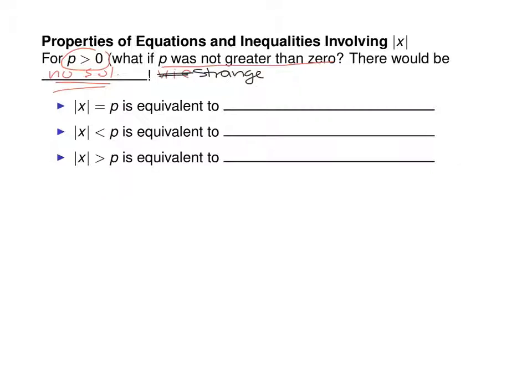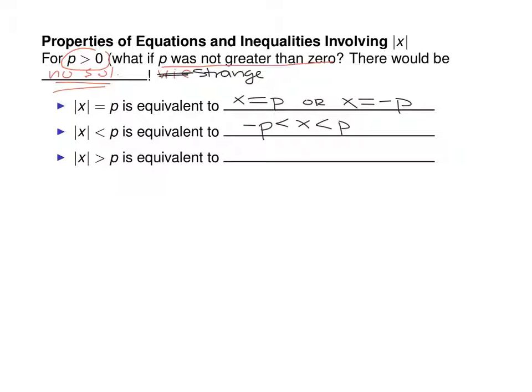So absolute value of x equals p is the same thing as x equals p or x equals negative p. What is absolute value of x less than p the same as? How would you make that an inequality without the bars? Negative p is less than x, which is less than p. Very good.